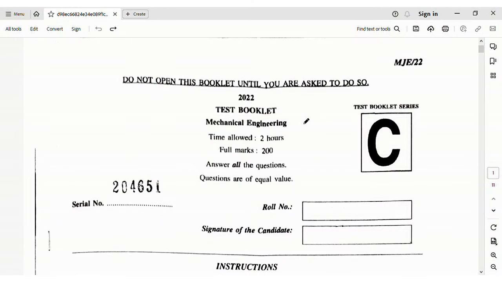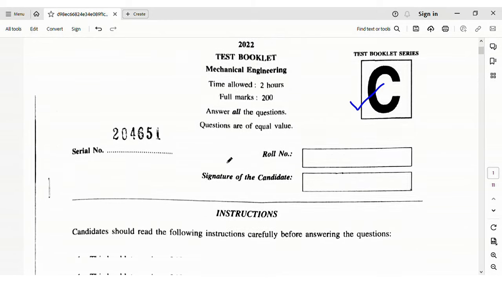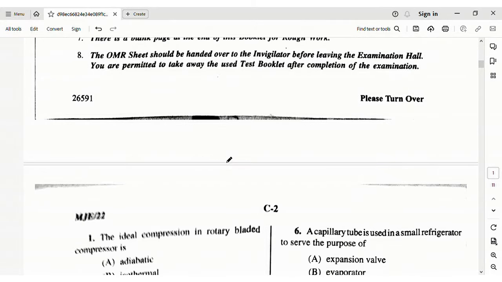Hello everyone. Today I am going to discuss the question paper of Mechanical Engineering WBPSC JE 2022. Now it is the test booklet series number C. Now let's start from question number 1.